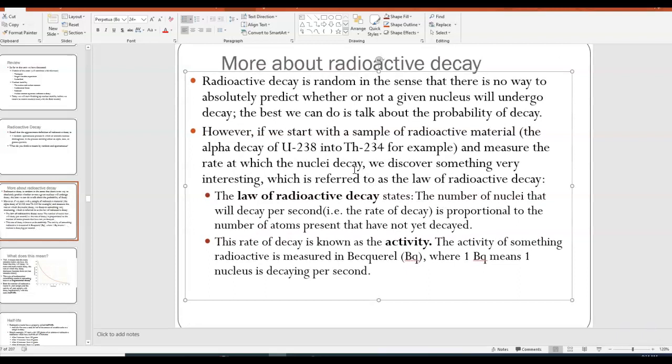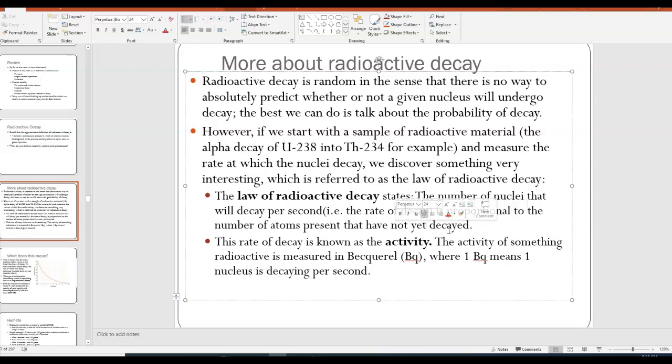Here's what it says. The number of nuclei that will decay per second is proportional to the number of atoms present that have not yet decayed. Let me read that one more time. The number of nuclei that will decay per second, that is the rate of decay, how quickly the decay is happening, is proportional to the number of atoms present that have not yet decayed.